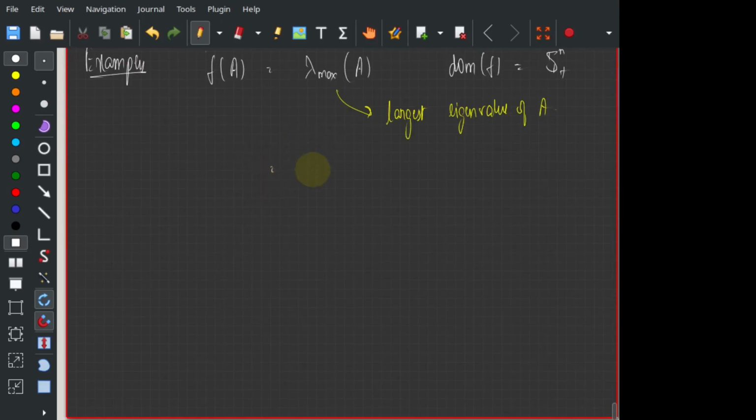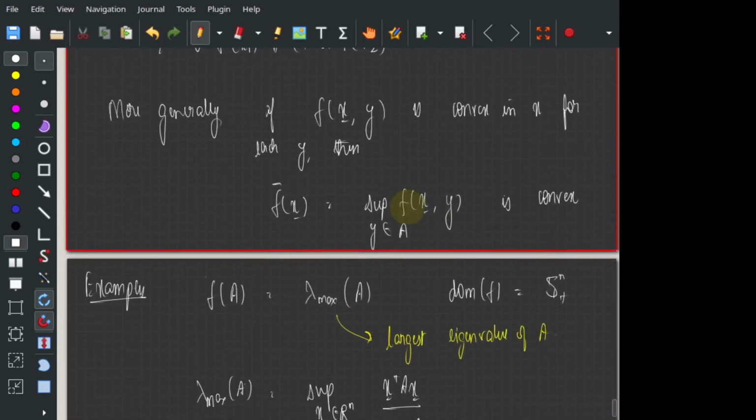Okay, so the way you are saying it, the largest eigenvalue is equal to the supremum over all x in R^n of x transpose A x divided by norm x square, right? Okay. Is this function convex? There's a simpler solution, which is very close to this. Remember that I don't have to take the supremum over all possible y. I can choose any subset of y.